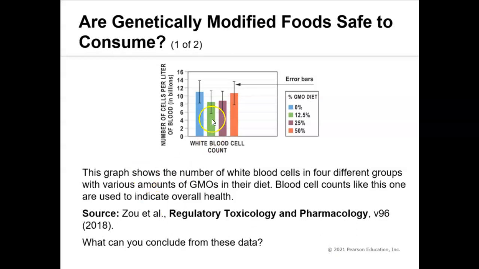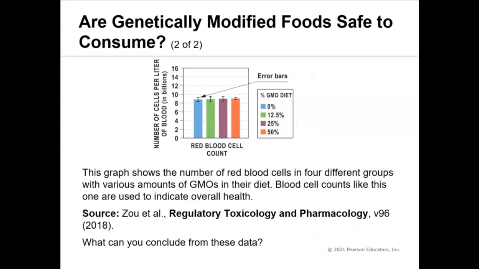And so you can see the bar for the people with 0 GMOs in their diet is slightly higher than the others, but these things called error bars are kind of like the range of uncertainty. And since these error bars all overlap, basically what we conclude is that there's really not a difference in white blood cell count between these different groups because the error bars are overlapping.